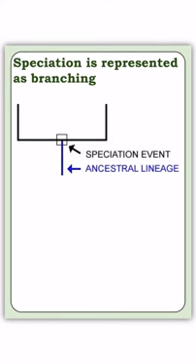Speciation is represented as branching. When a lineage splits, that represents a speciation, shown as branching on a phylogenetic tree. When a speciation event occurs, a single ancestral lineage gives rise to two or more daughter lineages. So we've got this common ancestor here, some kind of event, and that's causing it to split.